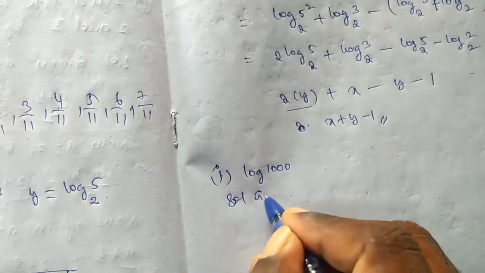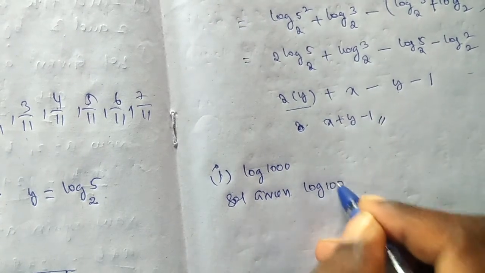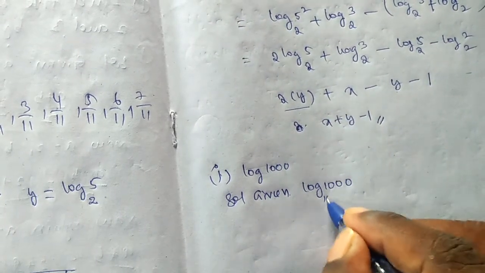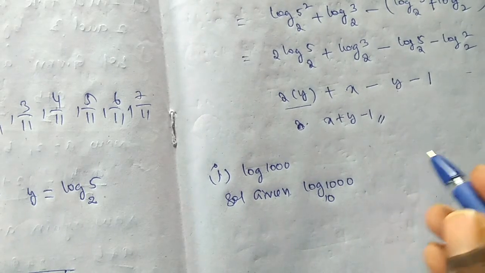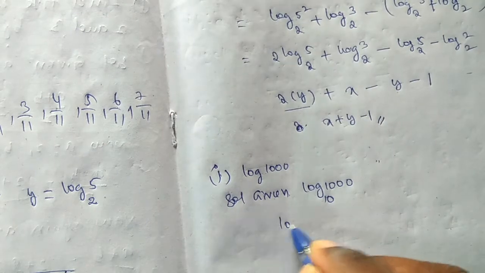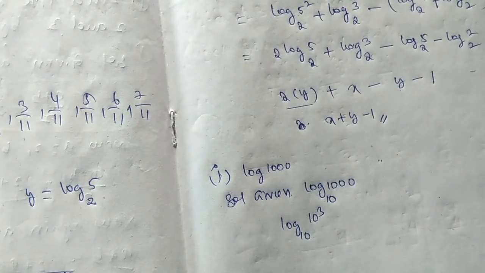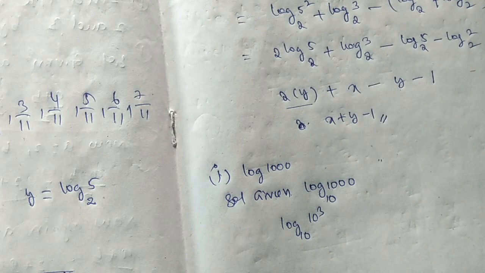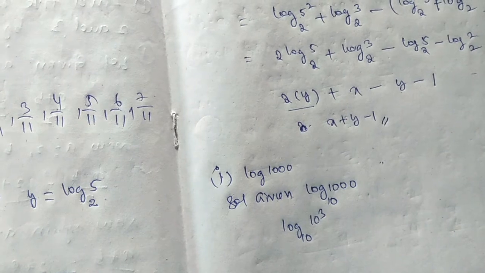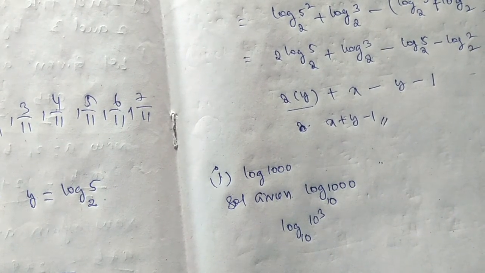Solution. Given log 1000 base 10. It does not give the base, but we have to write 1000 base 10. So what is 1000? I can express it as 10 cube, base 10. So you have to expand it.